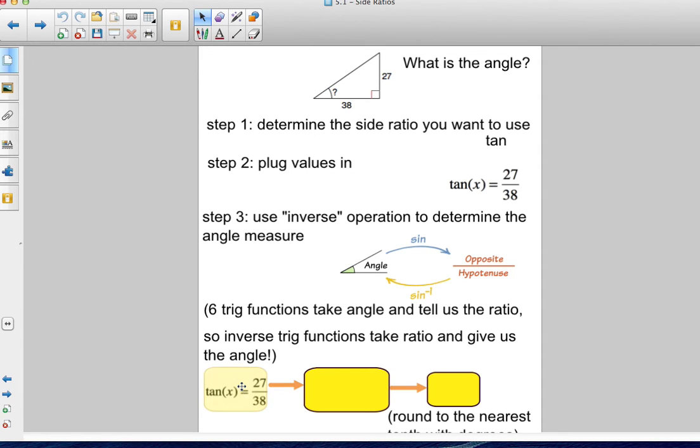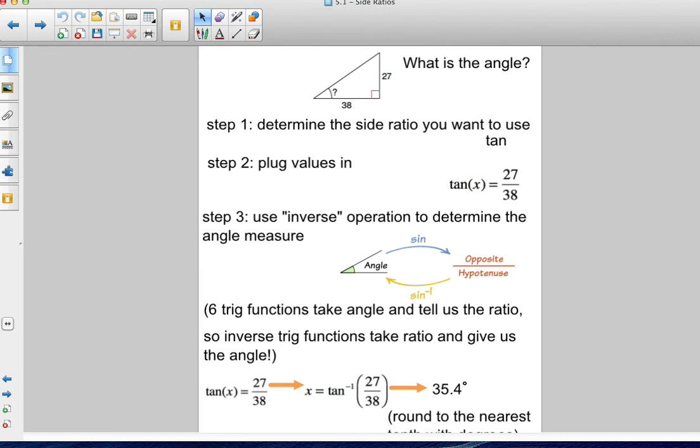So in this case right here, we have tan of x, from here, our 27 over 38. So what we want to do with that is now do the inverse operation. We get x by itself by doing the inverse tan of 27 over 38. And from there, that's a button that we can use on our calculator. It's basically second tan, and that will get us the inverse tan. And when you get it that way, you get 35.4 degrees.